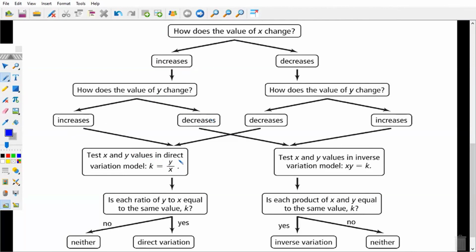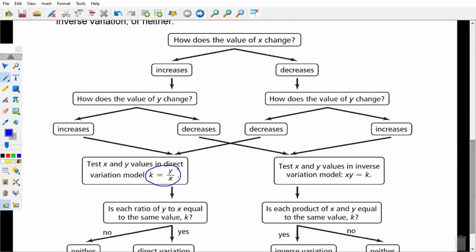So let's say our x's and our y's are both increasing. That means that we have a direct variation situation. Okay, so what that means is that there is a constant of variation that equals our y values divided by our x values. Okay, that's our constant of variation. It means I would take my dependent and divide it by my independent, and for all of the values in that domain, that k value will be the same.